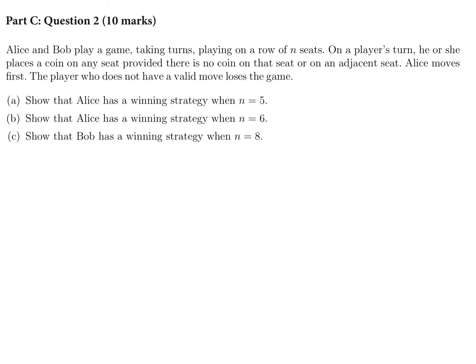Alice and Bob play a game, taking turns playing on a row of n seats. On a player's turn, he or she places a coin on any seat provided there is no coin on that seat or on an adjacent seat. Alice moves first. The player who does not have a valid move loses the game. Show that Alice has a winning strategy when n is 5.